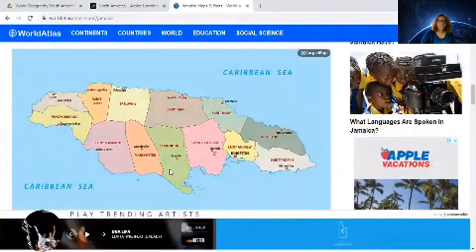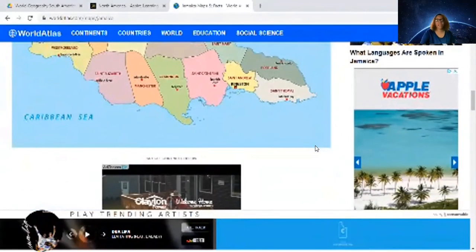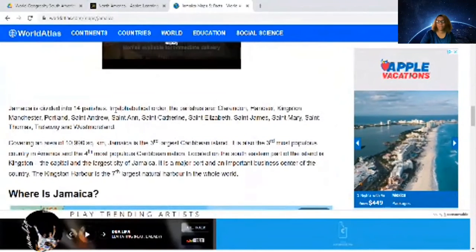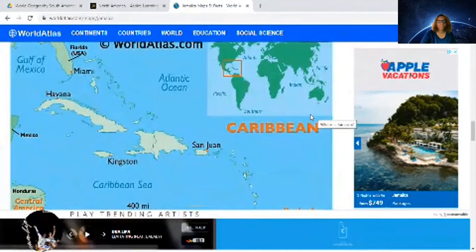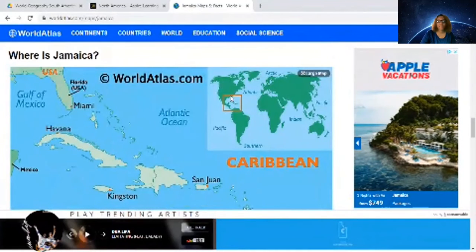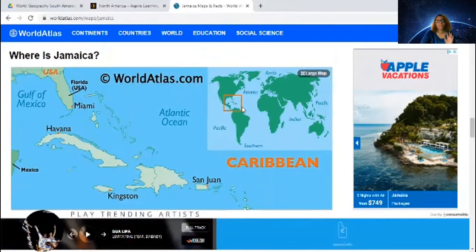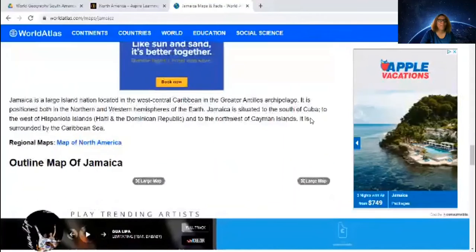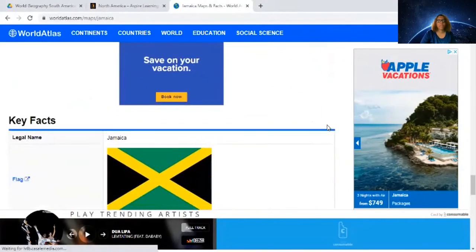It gives you even a different map here to see how each of the locations are divided, right? Like I said, it's divided into 14 parishes. So it tells you information about that. Once again, it doesn't pinpoint it like the one on geology.com. So that's why I have geology.com specifically for the location on the map. But this gives you a lot of good information about the country.